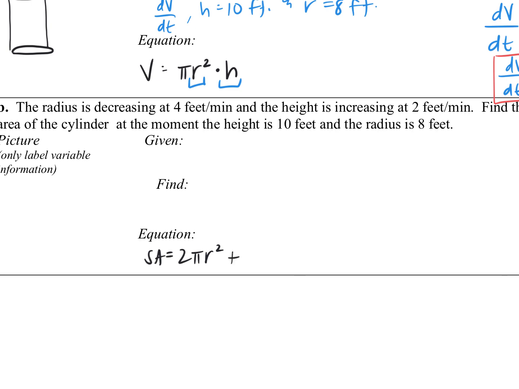And then plus, if I unraveled a cylinder, what would it look like? A rectangle. So the area of that rectangle would be the circumference, which is 2 pi r, times your height in between the 2 circles, so times h. That is your formula for surface area of a cylinder.